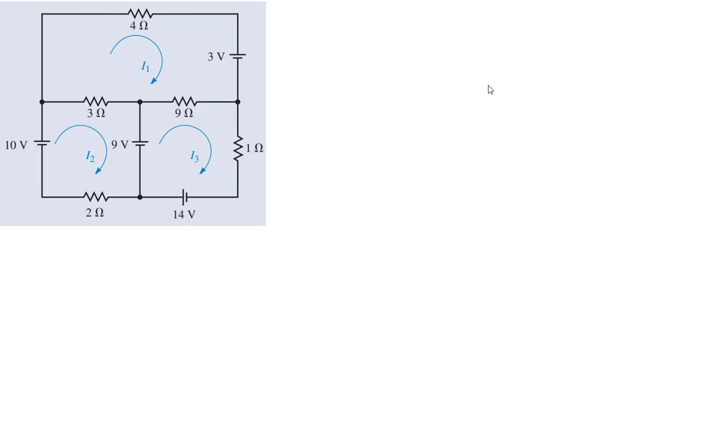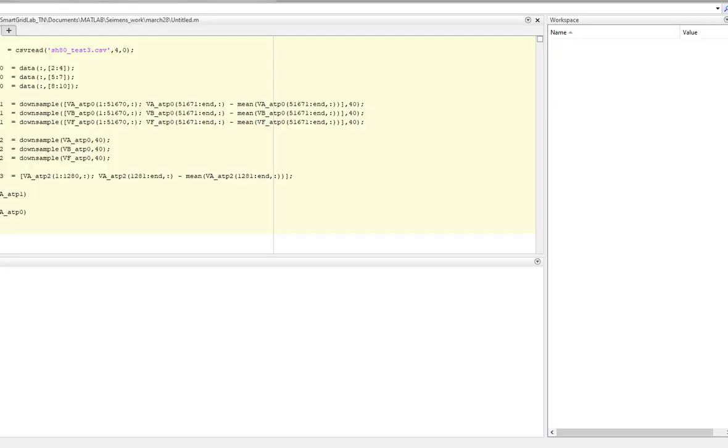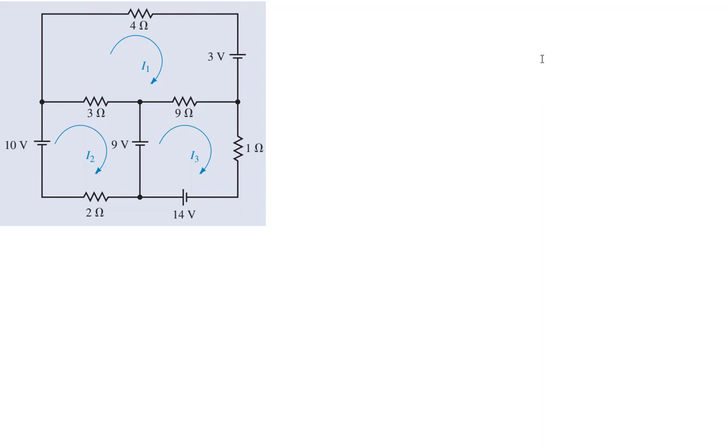Okay guys, so here is another example. In this example we need to use loop or mesh analysis to solve for I1, I2 and I3. In loop analysis or mesh analysis we apply KVL, Kirchhoff's voltage law, to find those loop currents, or the currents in each mesh.